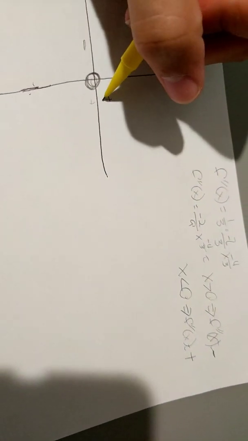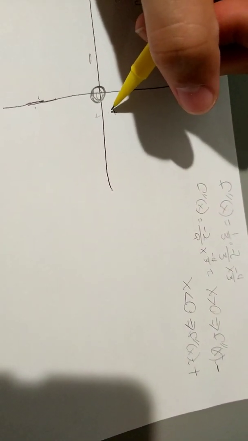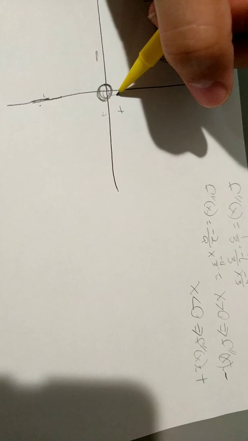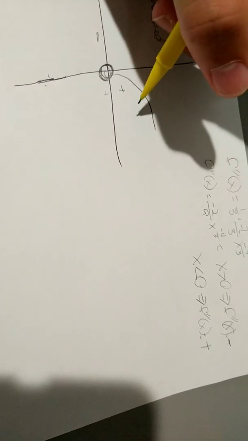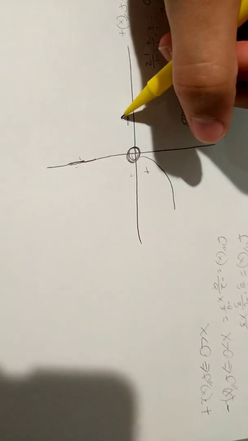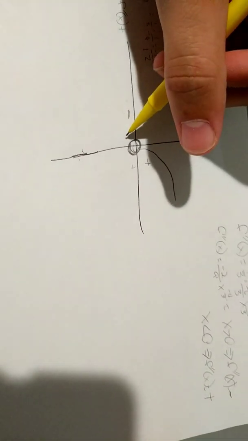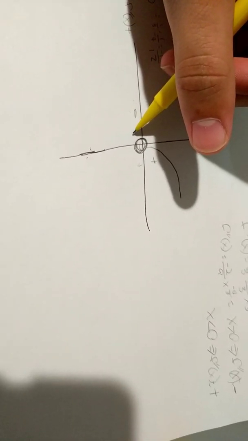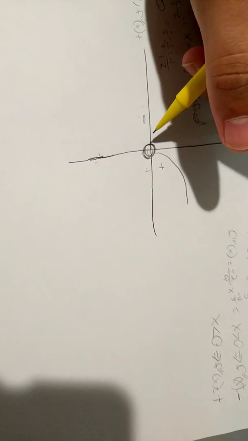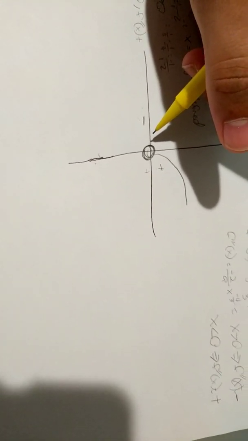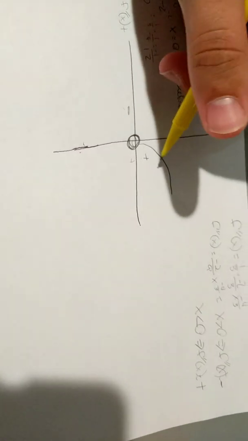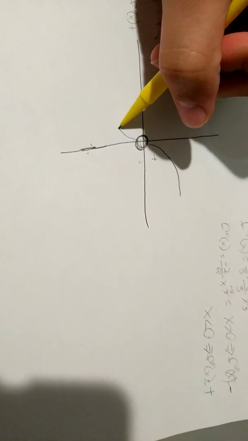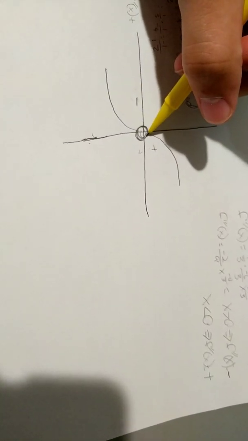Now, looking at x greater than 0, we know the slope is positive, and it's increasing at a decreasing rate, so that looks something like this. And for x less than 0, we know the slope is going to be negative, but the slope is increasing at an increasing rate. So it's going to look something like that.